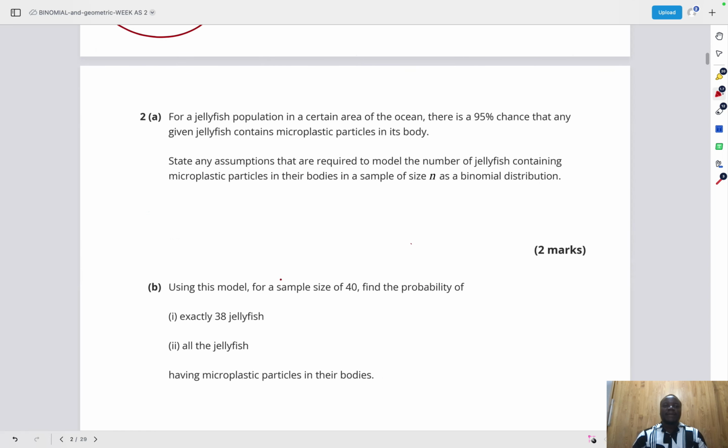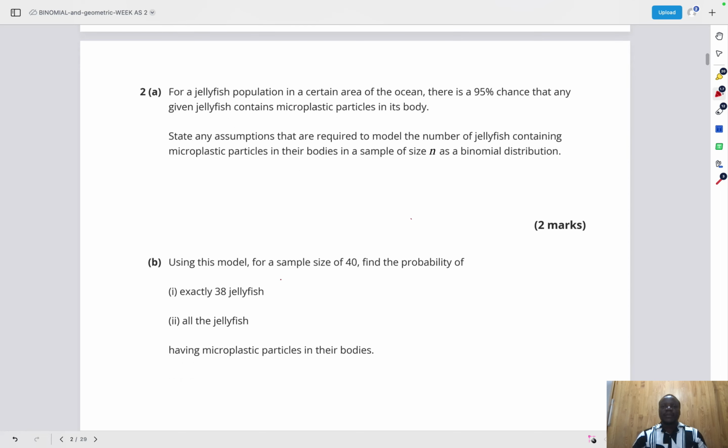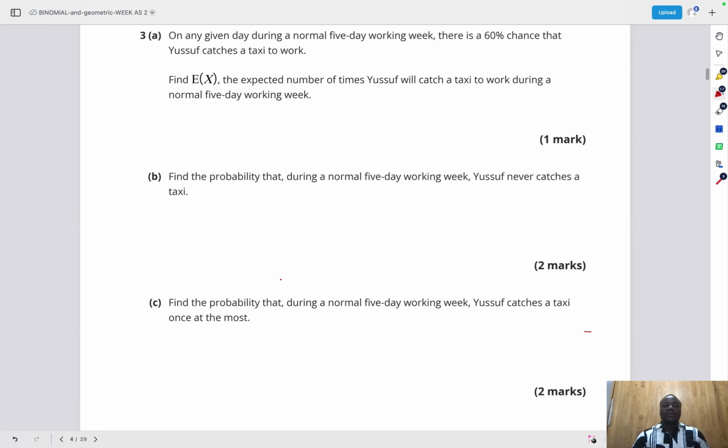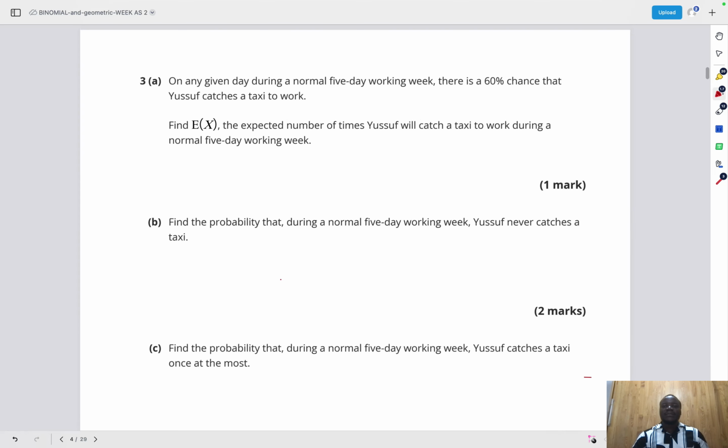Let's look at question number 2 here. Maybe I may skip this one because we need to do more questions. Let's go maybe on number 3, which talks about expectation on any given day during a normal 5-day working week. So here they're giving you n being equal to 5, the total number of attempts. There is a 60% chance that Yusuf catches a taxi.